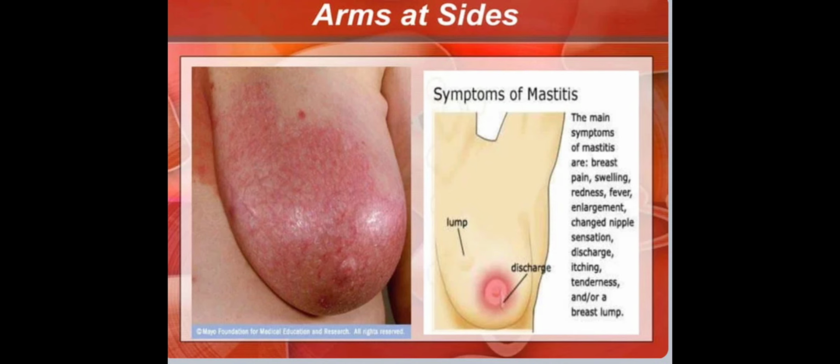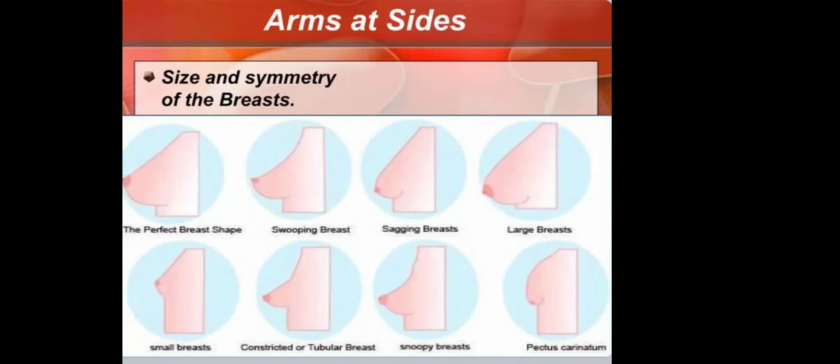Okay, so yan po yung sinasabi kong arms at sides. So, i-check nyo po talaga. Another is, ito po yung mga symptoms ng ating mastitis, or inflammation of your breast. Makikita mo na pag pina-arms at sides mo, yung isang breast is sobrang maga, inflamed, and merong redness. So, the main symptoms of mastitis include breast pain, swelling, redness, fever, enlargement, changed nipple. Kumbaga na iba po, pati yung nipple niya nag-red na, or namaga siya. Discharges, itching, laging makate, tenderness, and or breast lumps.